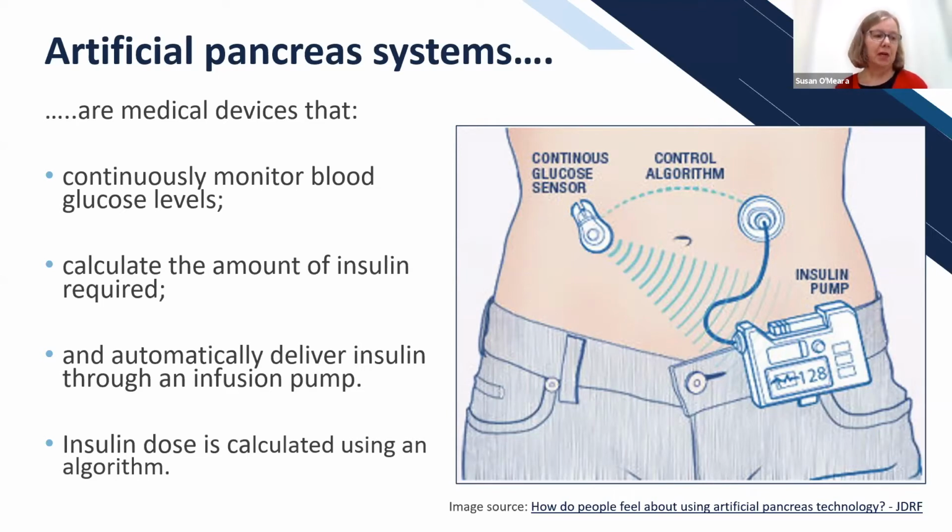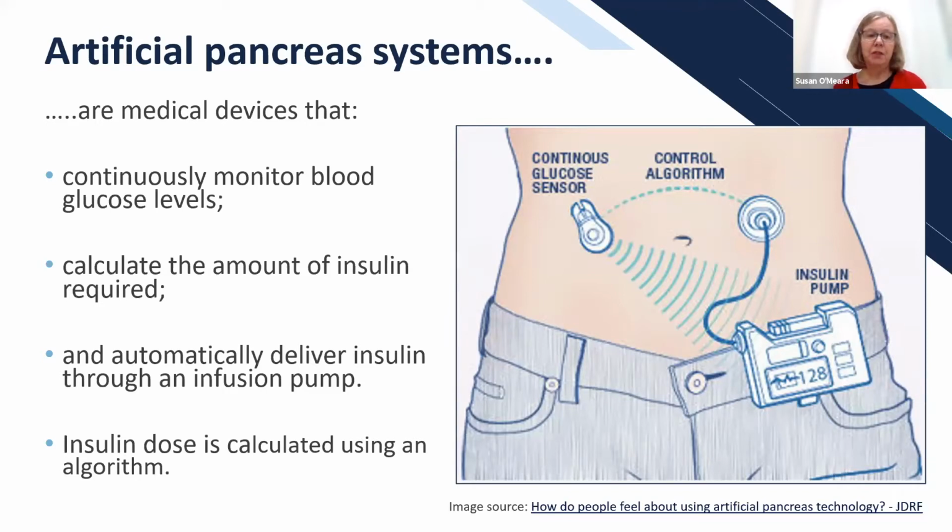And you can see that it's attached to a line, and that line is attached to an insertion site, which again goes just under the skin. So in an artificial pancreas system, these two devices actually speak to each other through Bluetooth. So the monitor sends information to the pump, and then the pump decides how much insulin to give.